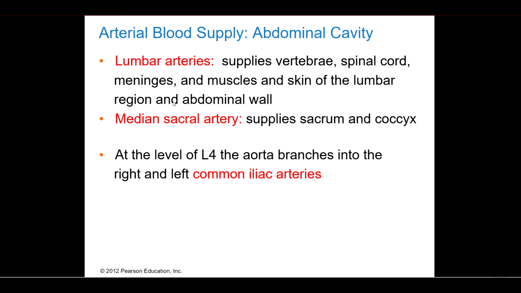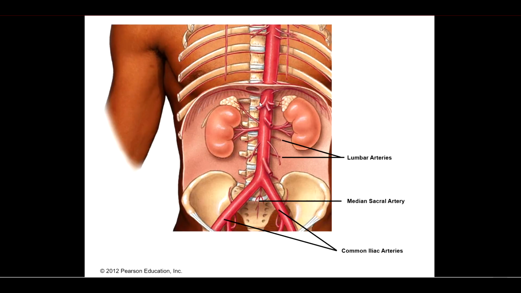The final arteries that come off of the lumbar aorta are the lumbar arteries. Now, let's talk about where they go first. These are basically going to supply the vertebrae, the spinal cord, the meninges, the skin of the lumbar area, and even the abdominal wall. And then let's show you right here.